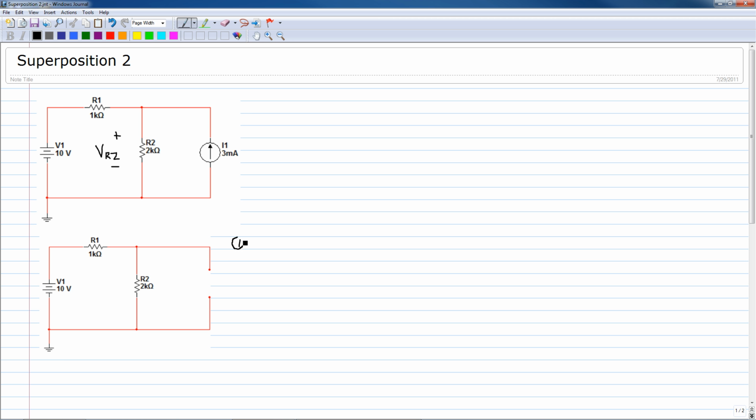So step number one, the voltage due to V1, VR2 due to V1, is equal to R2 divided by R1 plus R2, times V1.